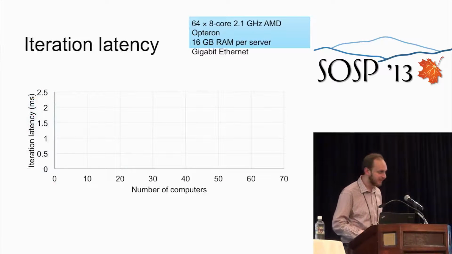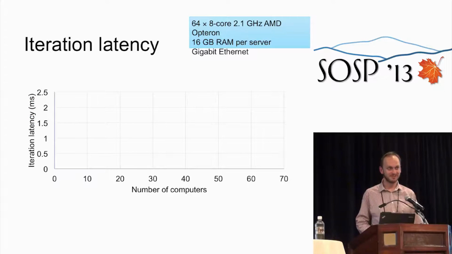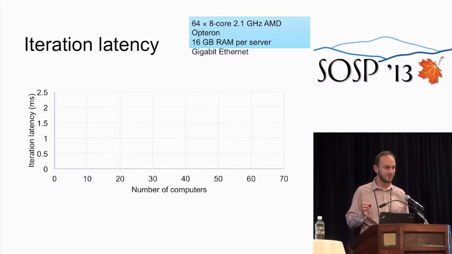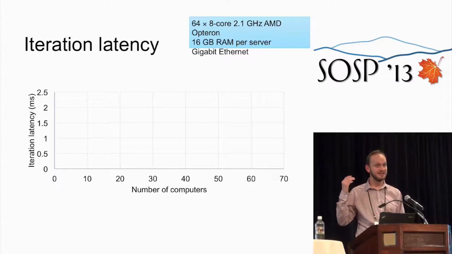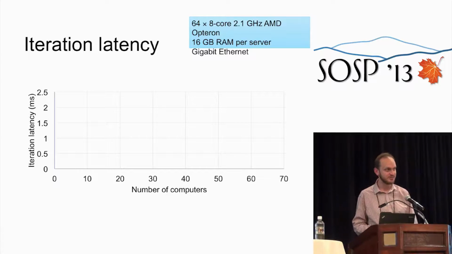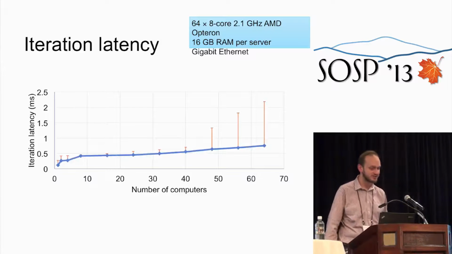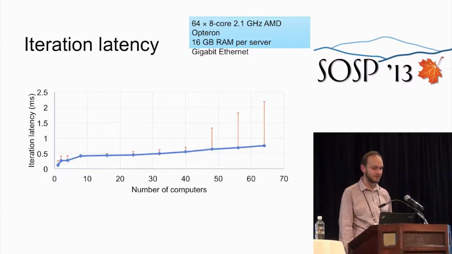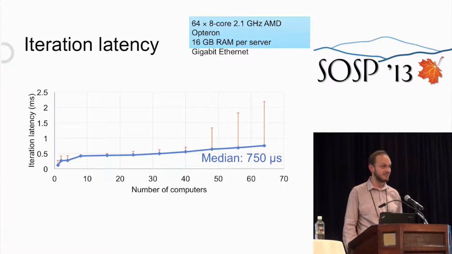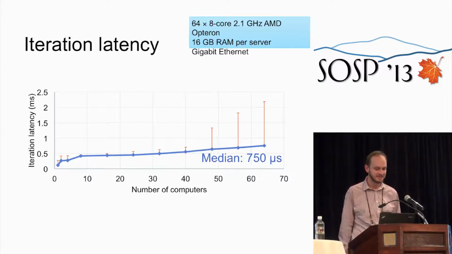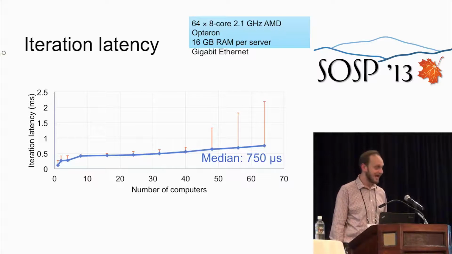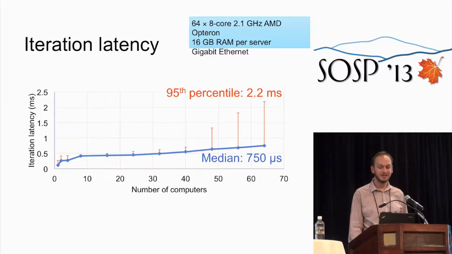So, given that architecture, how does it perform in a simple micro-benchmark? Well, in this one, what we did was we wrote a simple iterative program that performs a global barrier in each loop on up to 64 machines with 8 workers per process. The overall picture is quite encouraging. So our median latency at 64 machines is 750 microseconds. And the error bars show the 95th percentile latency in each configuration. So at 64 machines, it's 2.2 milliseconds iteration latency.